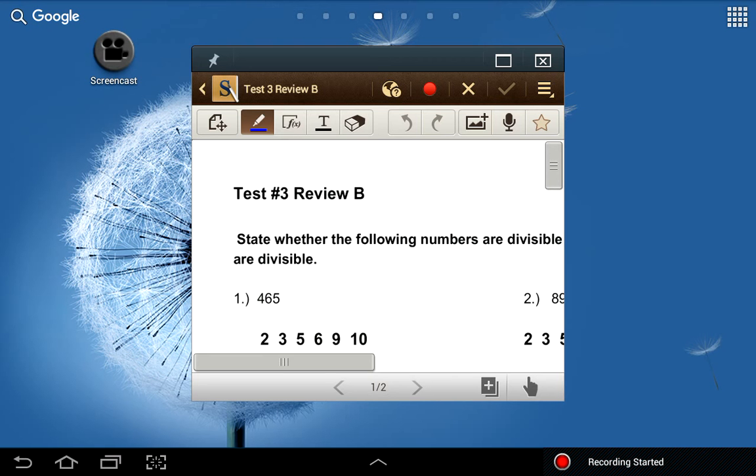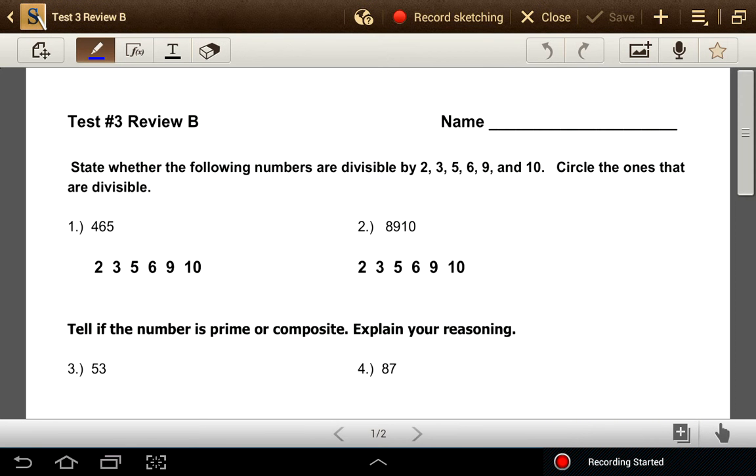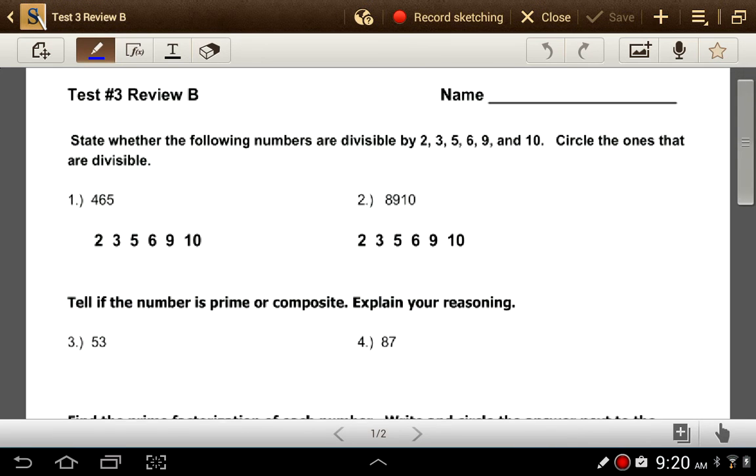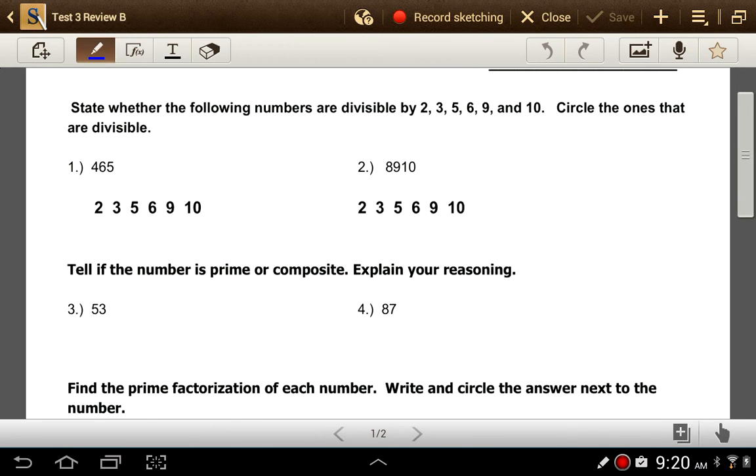Okay, here's our test B video. If you need to pause before you do all these questions, that would be good. Okay, questions 1 and 2. State whether the following numbers are divisible by 2, 3, 5, 6, 9, and 10. Circle the ones that are divisible. So pause the video, do problems 1 and 2 real quick, and then when you're done, restart your video.